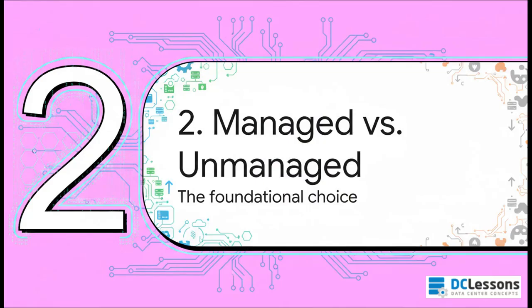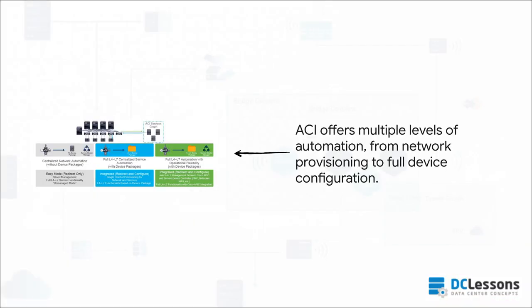Okay, so you have your firewall, you have your load balancer, and you want to plug them into ACI. The very first decision you have to make is about how much control you want to give the fabric, and that really boils down to two options: managed mode and unmanaged mode. This image here really lays it out perfectly. Think of it as a sliding scale of automation.